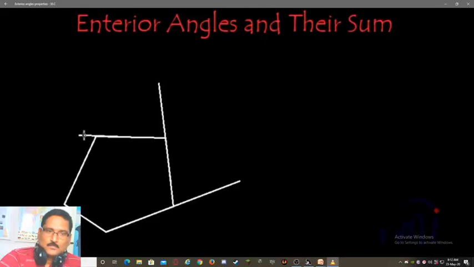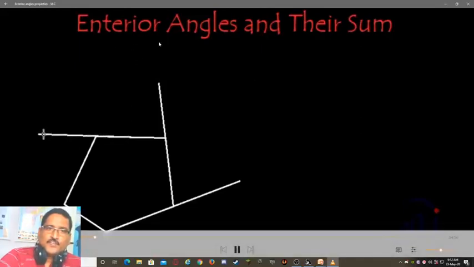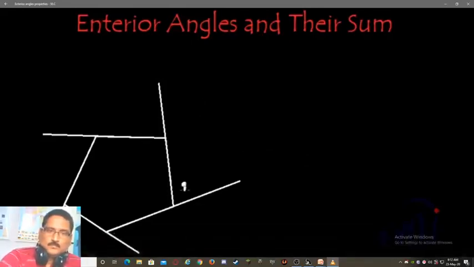And now if I extend this one, it will come somewhere over here, and the interior angles will look something like this. It will be exterior angles. And then let me extend this line. It will look like this. And then if I extend this line, it will look something like this, right? And now let me name these angles. Let this be the first angle, this be the second angle, this be the third angle, this be the fourth angle, right? And let this be the fifth angle.